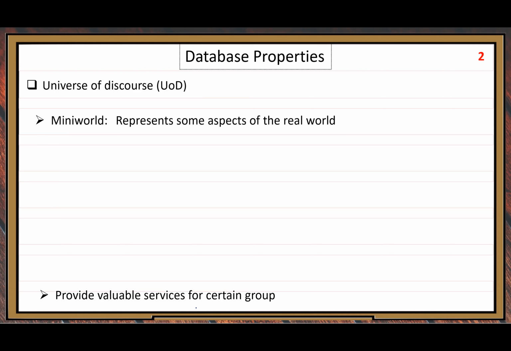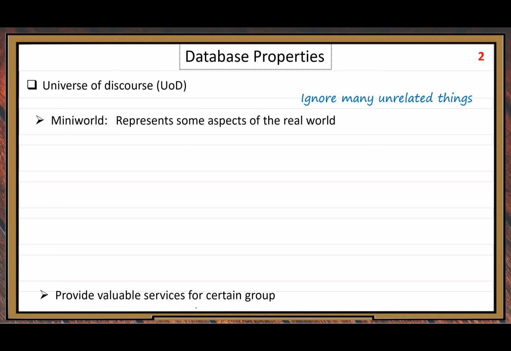All right. So it represents some aspects of the real world. For example, for our university business. We're interested in that portion: student, instructor, learning, that kind of business. So for that reason, we may need to ignore many unrelated things in the real world.